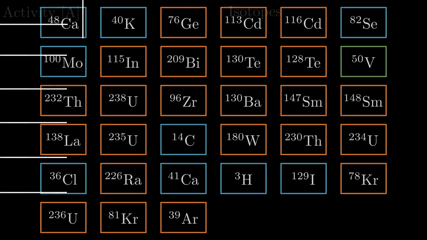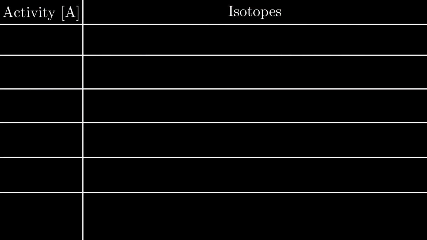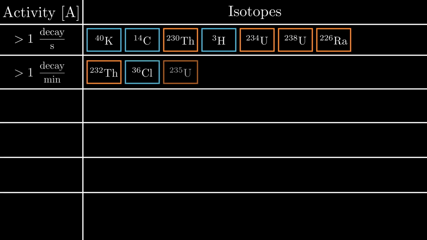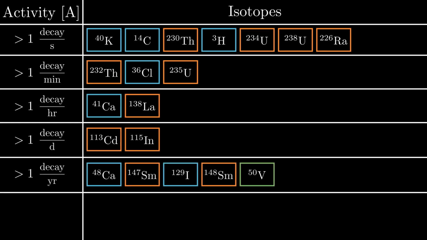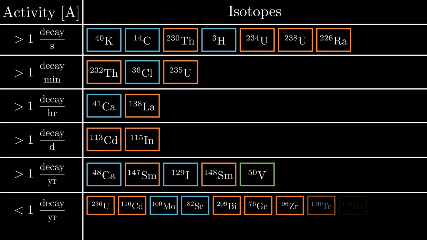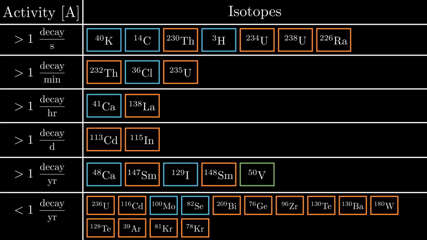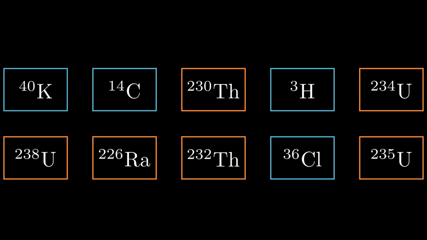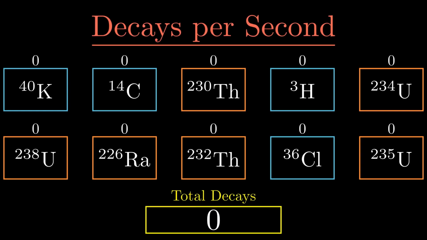The isotopes can be organized into 6 groups which will be ranked from most decays to least. The first, which tritium is part of, are those that can be expected to have at least 1 decay per second. The other groups are those with at least 1 expected decay per minute, hour, day, and year. The final group is those with less than 1 expected decay per year. Since this video is lasting on the order of minutes, we can ignore the isotopes in the bottom 4 categories. For the remaining 10, here is their activity in decays per second.